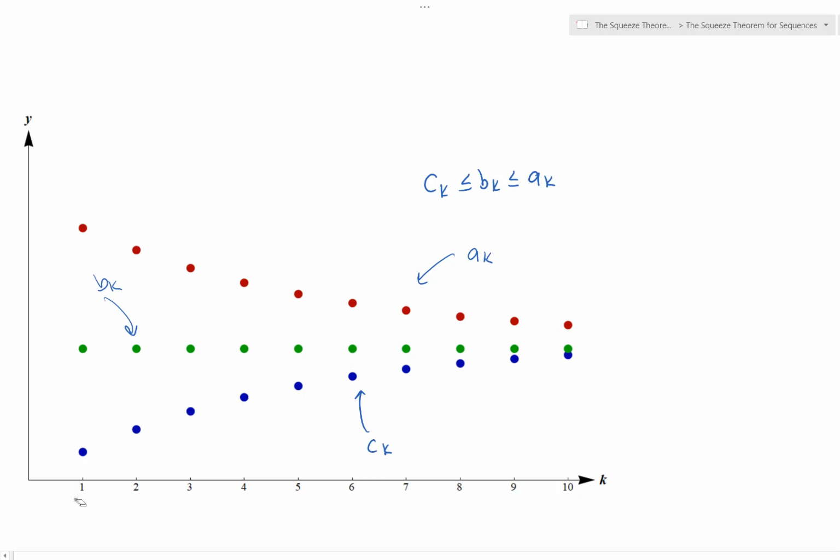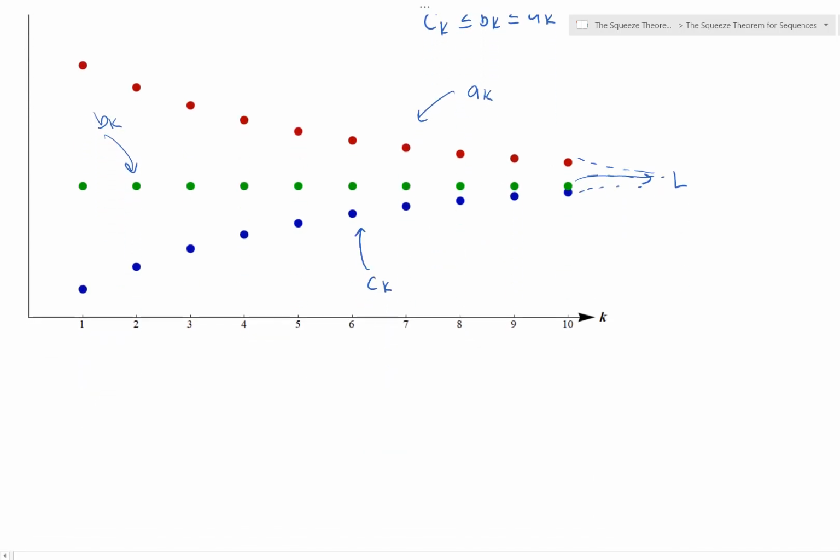So if the sequence a sub k, the red dots, go to some number, whatever it may be, and the blue dots also go to that same number, and the green dots got to be in between the red and the blue dots always, then there's no way that it wouldn't have to go to the same limit. Because why? Because if it didn't, that would mean it'd have to be somehow above a sub k or below c sub k. So it's got to go to the same place, whatever it is, that limit L. Okay, so that's kind of the concept behind this. It's not a proof, but it's getting across the idea.